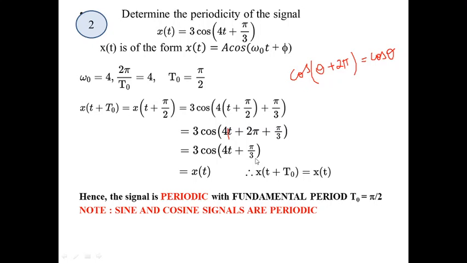One more inference here is, you try to plot out any type of fundamental sine or cosine signals, which are of this linear form, right? So this type of sine and cosine signals are said to be periodic signals.